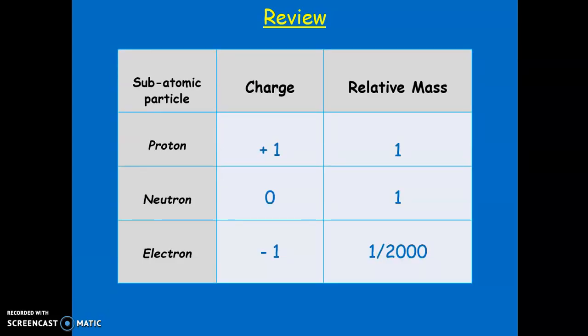So this is what you should have got. Proton, charge of +1. Its relative mass is 1. Neutron was neutral, 0 charge, and relative mass of 1. And electrons are negative charge 1. Their relative mass is 1/2000, almost 0. It's so small that you need 2000 electrons to get the same mass as 1 neutron, or the same mass as 1 proton.